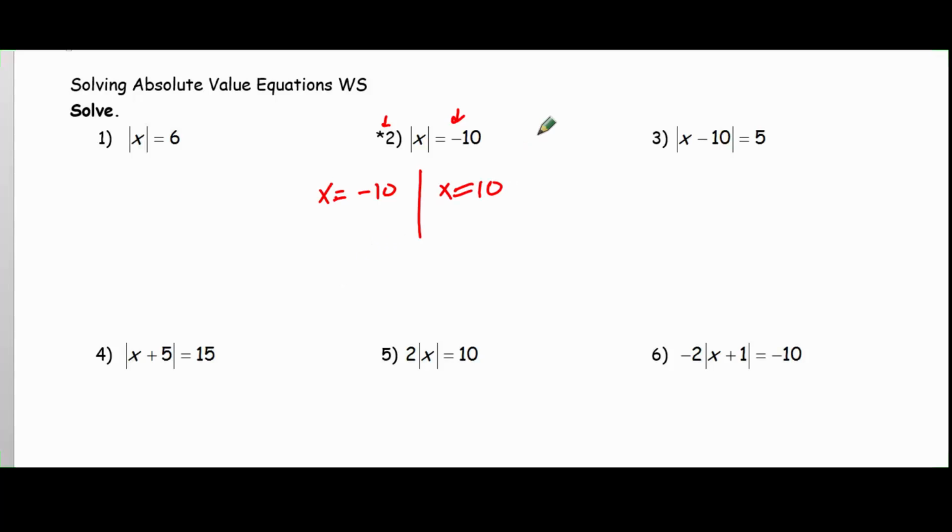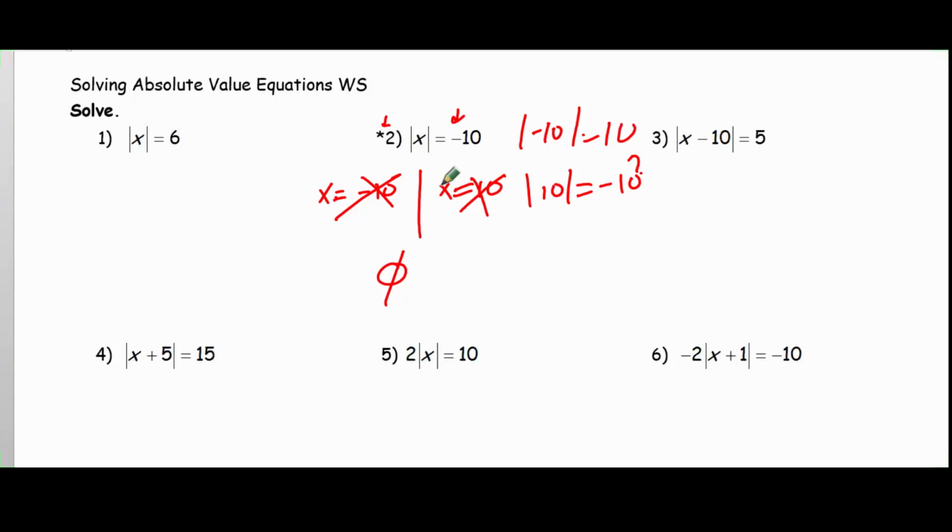If you plug them in, they won't work. The absolute value of negative 10. Is that going to get me a negative 10? No, that gives me 10. It doesn't work, so this one's out. The absolute value of 10. Does that give me negative 10? Nope, so this one's out. There is no solution to this.